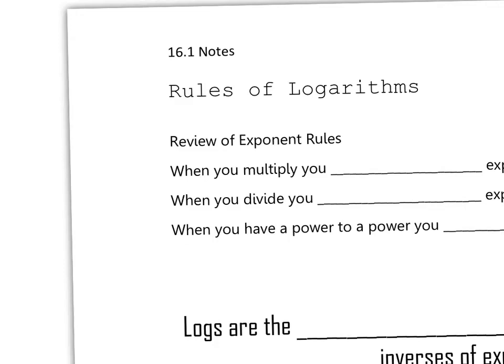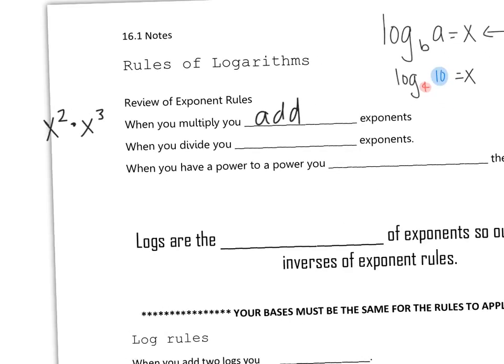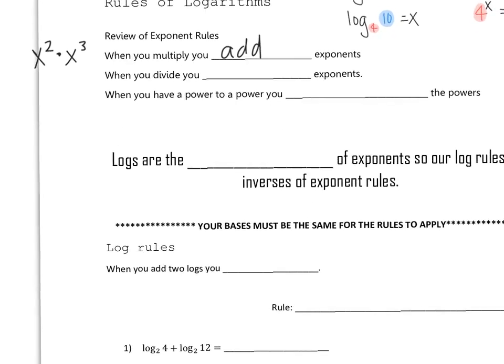If I have x to the second times x to the third, when I multiply, what do I do with my exponents? You add them. So since they're opposites of each other, when I'm working with logs, when I add two logs, I actually end up multiplying. So if multiplying means I add my exponents, then adding my logs means I end up multiplying because they're inverses of each other. They're opposites.